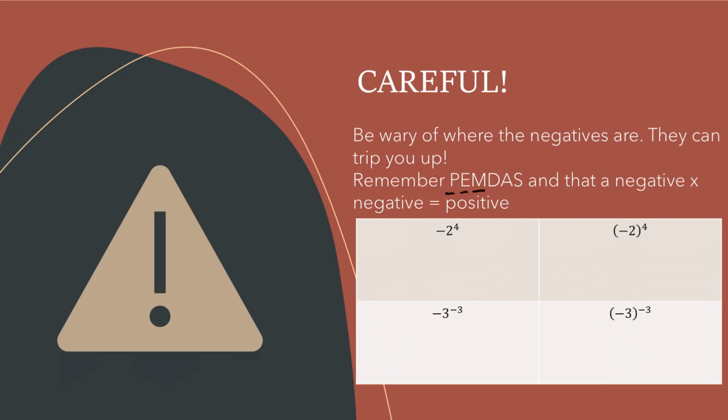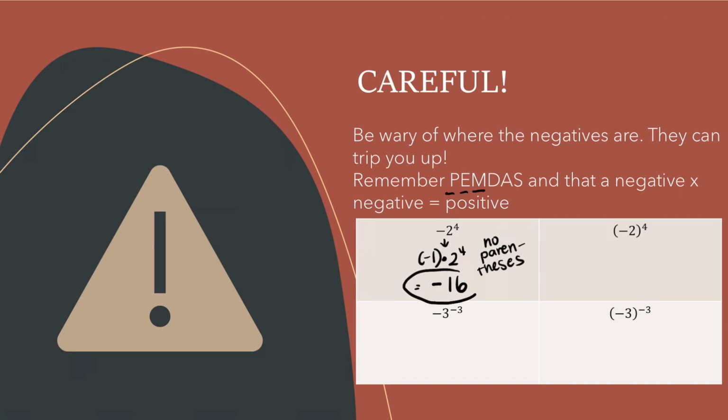And you need to remember that a negative times a negative becomes positive. So let's look at these first two. The first one doesn't have a parenthesis, so technically we are going to do exponents first and then multiply it by the negative. So we're going to do 2 to the 4th and then multiply it by the negative, since multiplication comes after exponents. So you would have 2 times 2 times 2 times 2, which is 16. And then you would be multiplying that by the negative, since that negative isn't attached to that 2. It's multiplied on the outside. So it becomes negative 16.